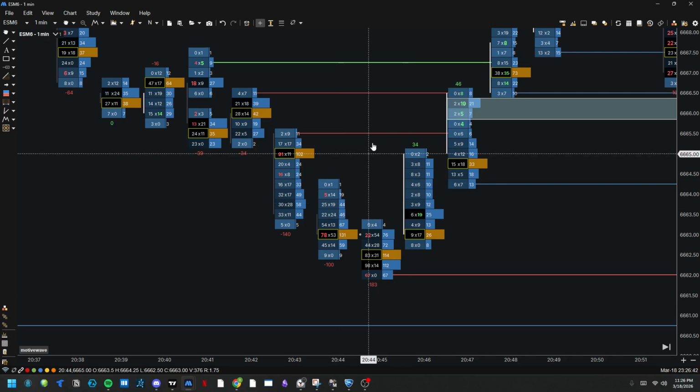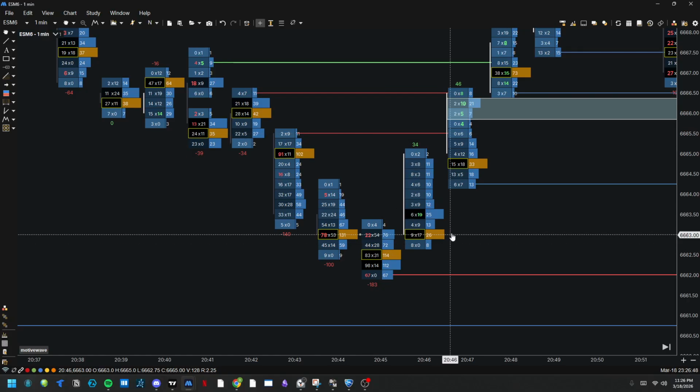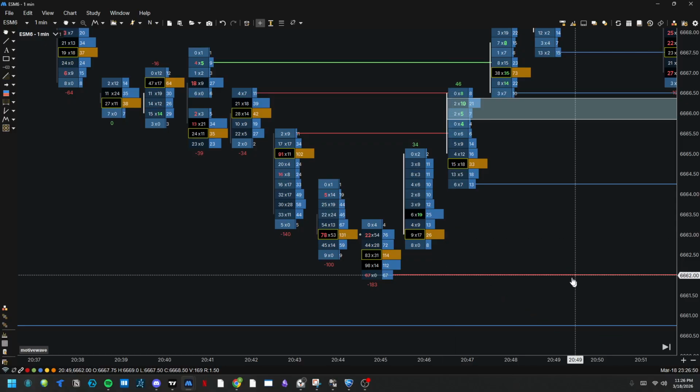Besides the imbalances in high delta and high volume, I want you to start looking at the bid and ask, because the bid and ask will tell you a ton. As you can see in this footprint, I want you to keep this in mind.